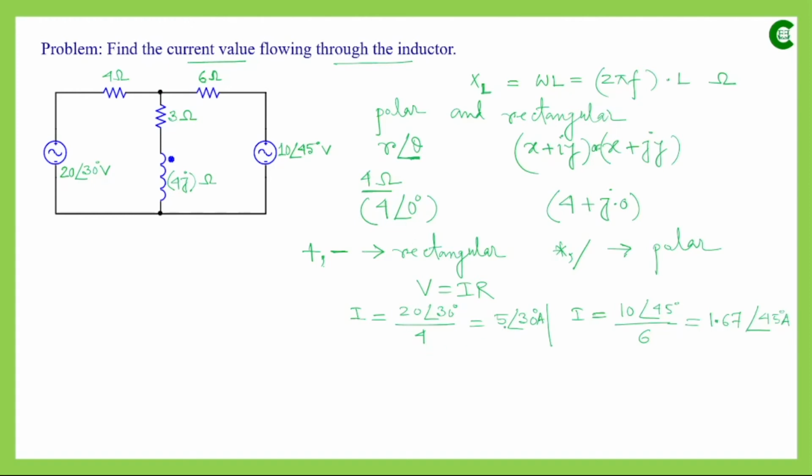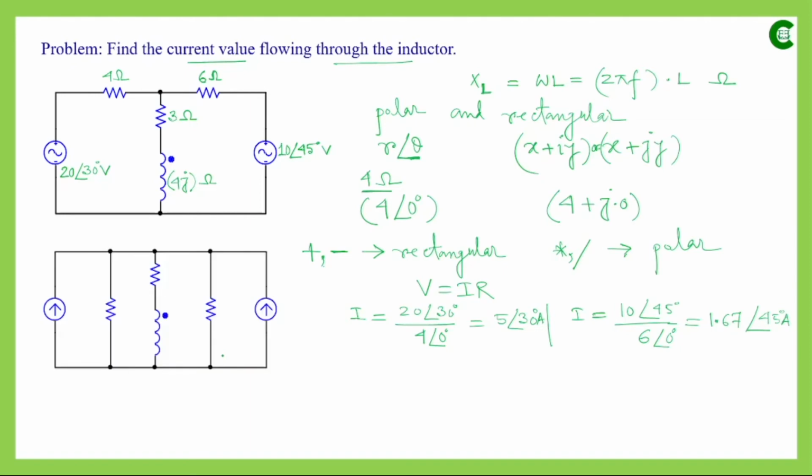So 20 by 4, it will be 5, and 30, and this angle will be, suppose it is 0 degree, then 30 minus 0, it will be 30 degree, since the angles are subtracted in case of division. Again it can be thought this way: 6 and 0 degree. So 10 by 6, it will be 1.67, and 45 degree minus 0 degree, it will be 45 degree only. So the transformed circuit will look like this.